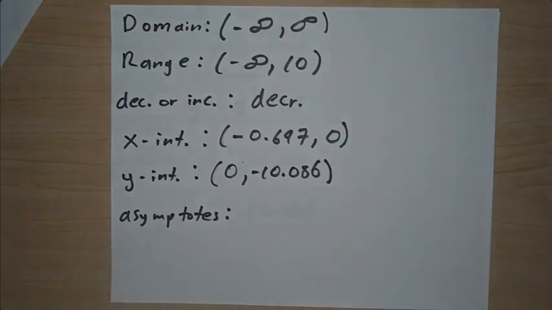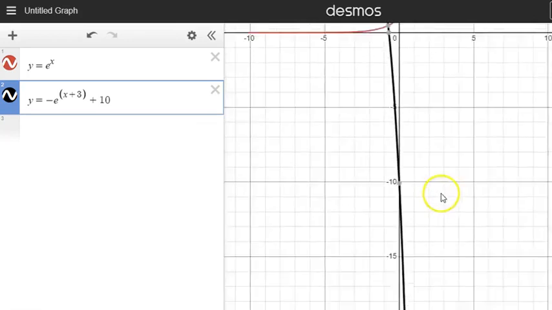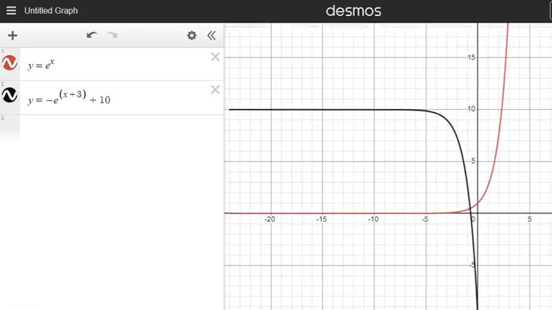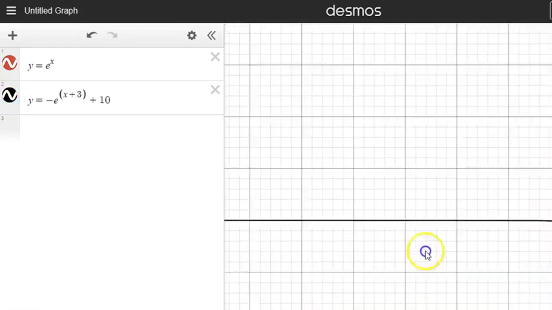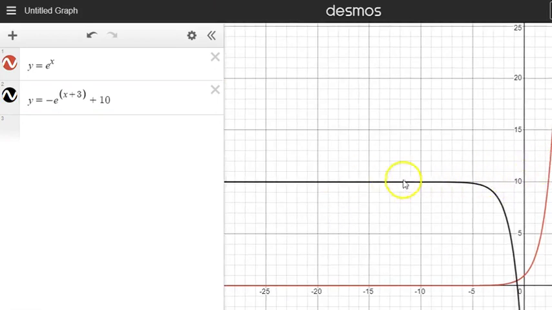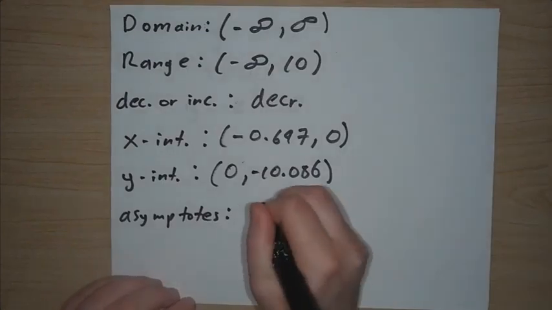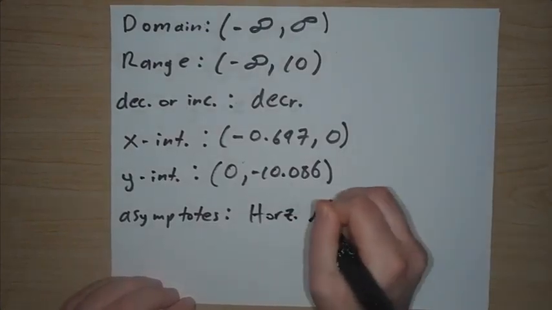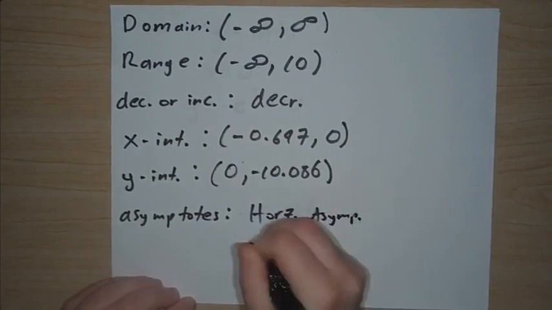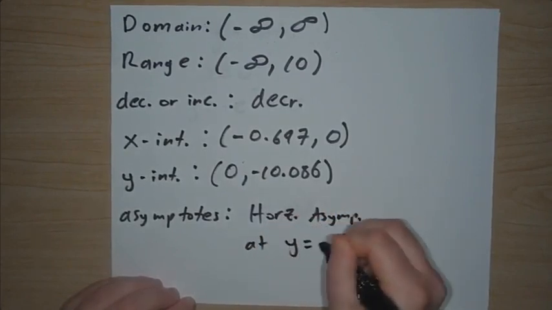Lastly, we'll look at asymptotes. An exponential function has no vertical asymptotes. So we'll look at whether it has any horizontal asymptotes, and we notice here that it does at y equals 10. So we'll record that. So it has a horizontal asymptote at y equals 10.